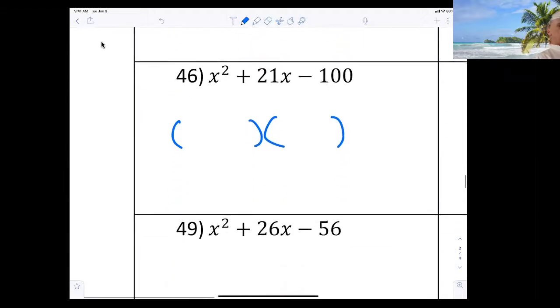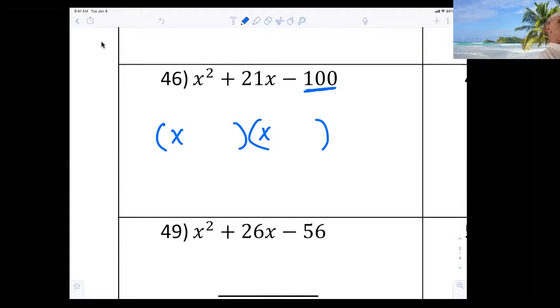Okay. Here we go. 46. Yeah. Now, why is this one annoying? There's a lot for 100. So you're trying to think of two things multiplied together to make 21. What are you thinking first? Think of it this way. You started with 10 and 10, right? That doesn't work. Now, 10 is what times what?